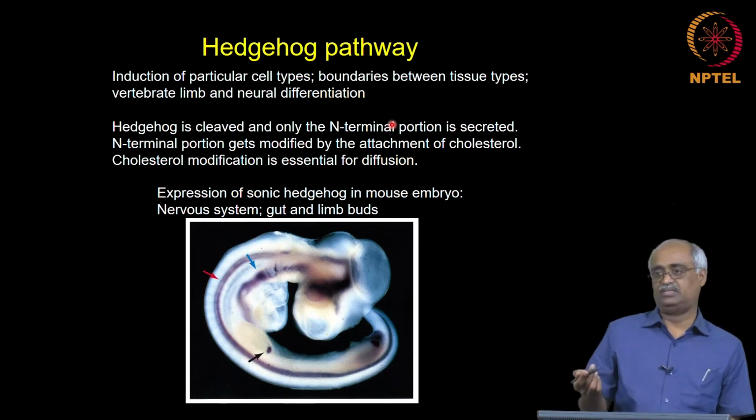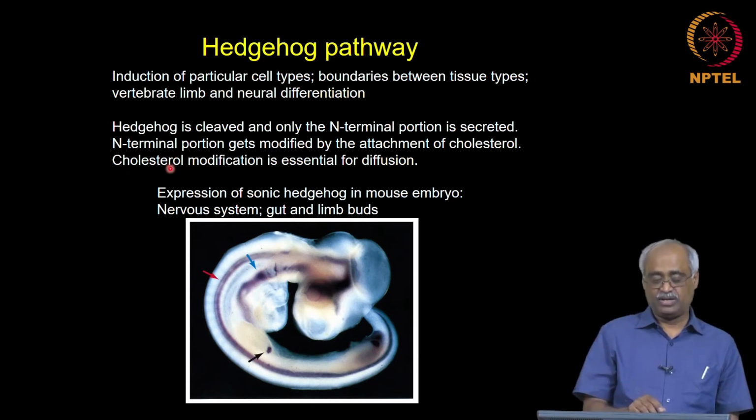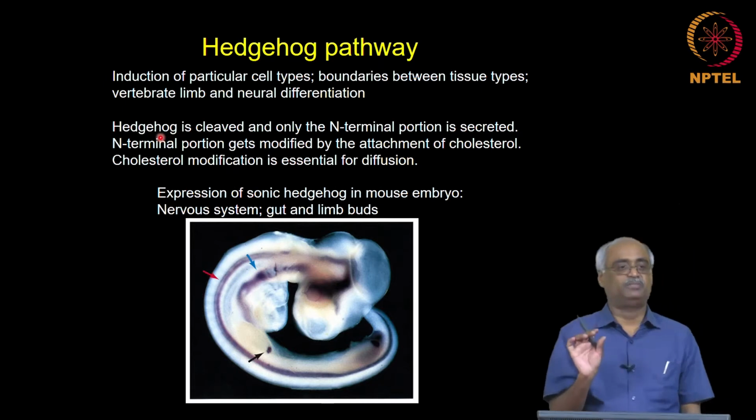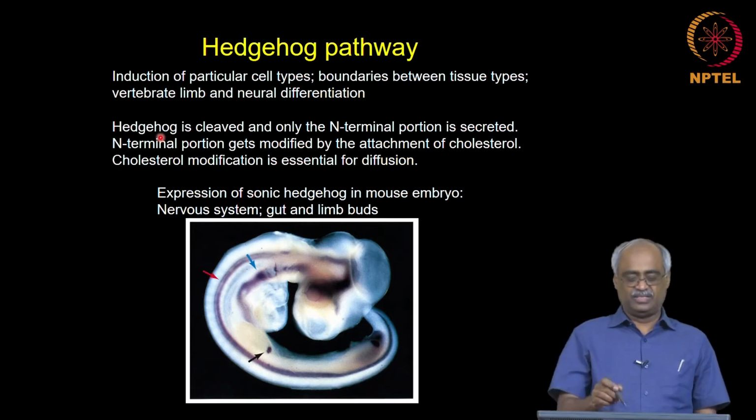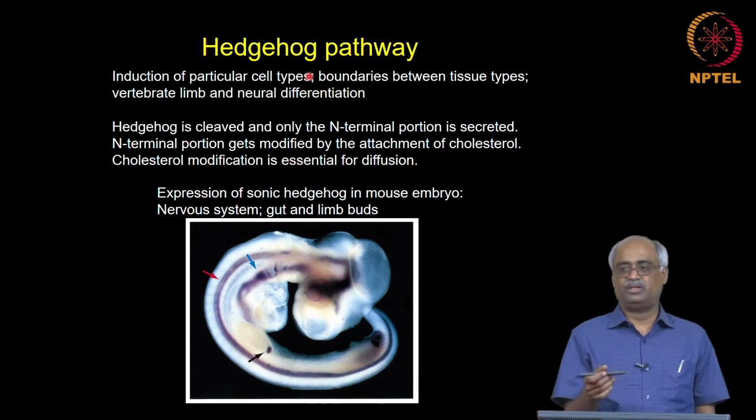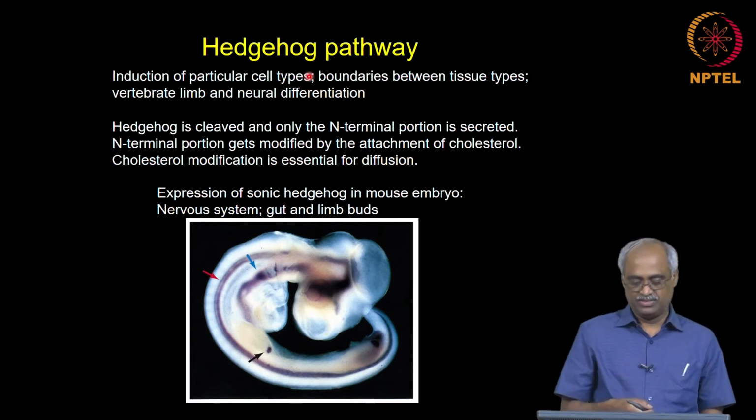Sugar modifications are there, ADP ribosylation happens. But this is one unique case where there is cholesterol modification. So, this cholesterol modified N terminal portion of the protein is the signal here. So, that is what is the Hedgehog. This word Hedgehog is based on the Drosophila phenotype, where this was originally found, and in mouse the ortholog is called Sonic Hedgehog.